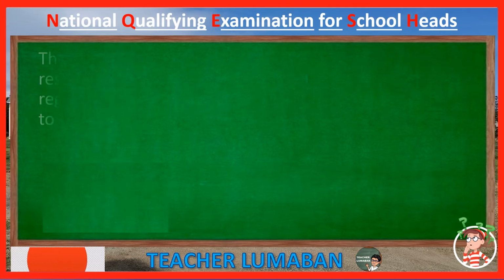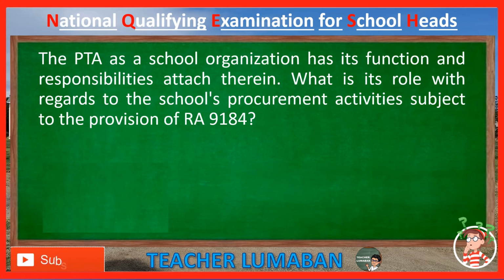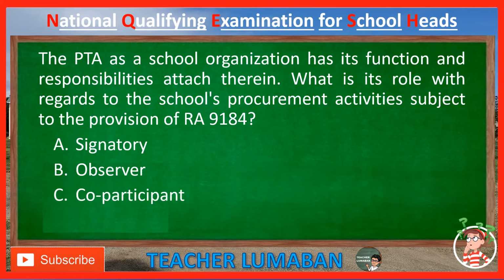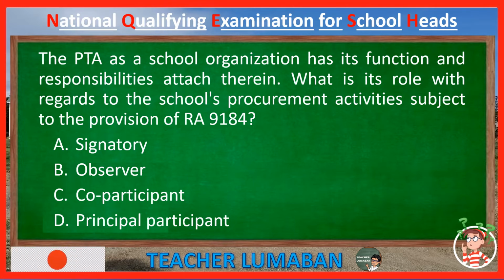The PTA as a school organization has its function and responsibilities attached therein. What is its role with regards to the school's procurement activities subject to the provision of Republic Act 9184? Letter A, signatory. Letter B, observer. Letter C, co-participant. Letter D, principal participant. Choose the suitable answer based on the given choices in 5 seconds.